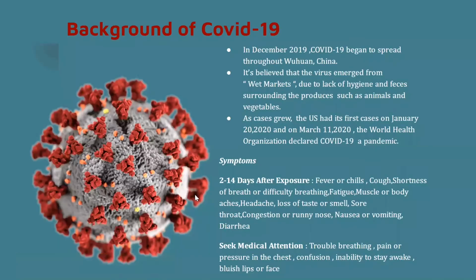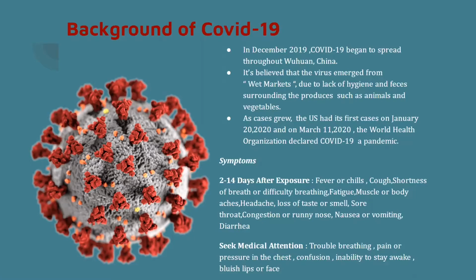A little background on COVID-19. Discovered in December 2019 in Wuhan, China. Believe that the virus emerged from the wet markets due to lack of hygiene and feces surrounding the animals and vegetables. Cases grew very rapidly, and the first case in the US was on January 20th. And by March 11th, the World Health Organization declared COVID-19 a pandemic.